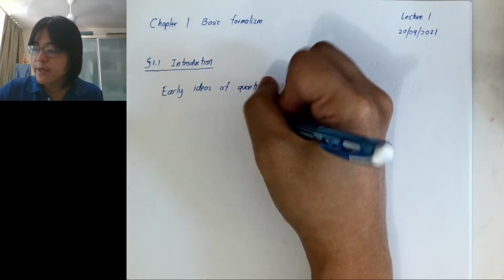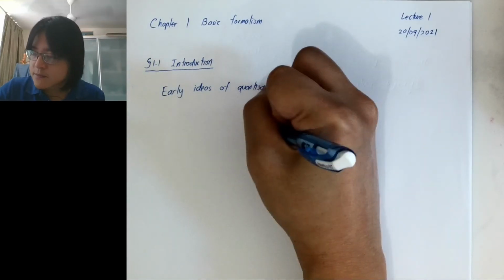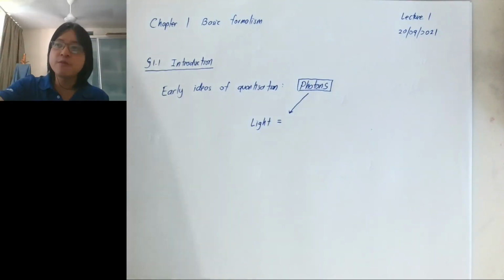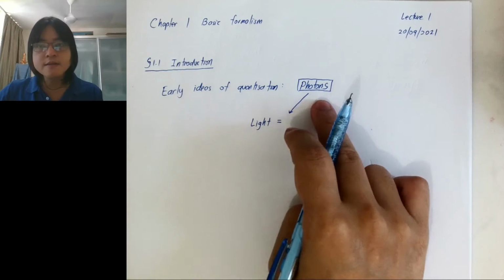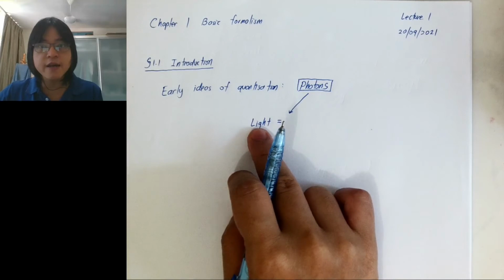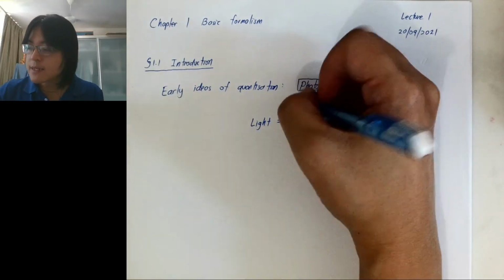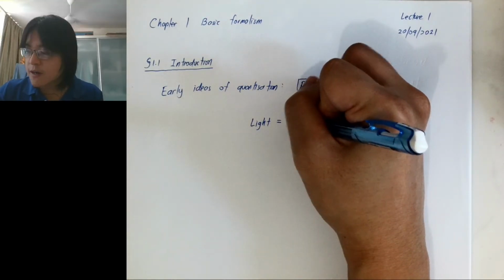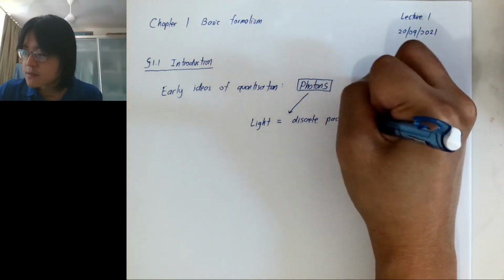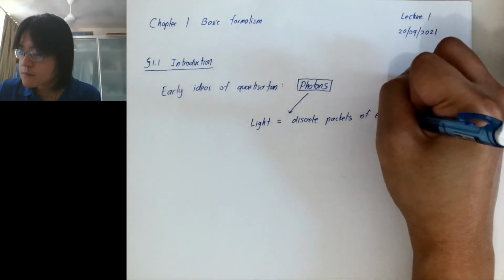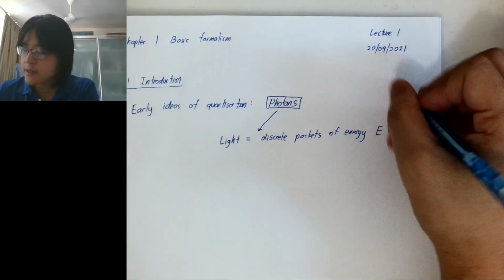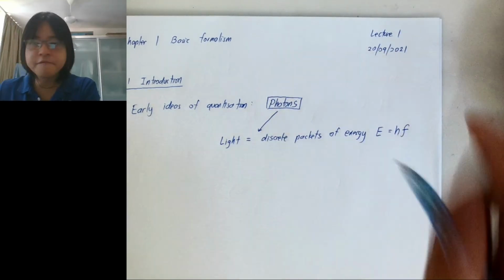So what does photon mean? It is to say that in other places you have learned that light is electromagnetic waves, but when we quantize the theory of light, it becomes photons. And what it means is that light consists of discrete packets of energy, and the energy of the photon is given by the Planck constant times the frequency.